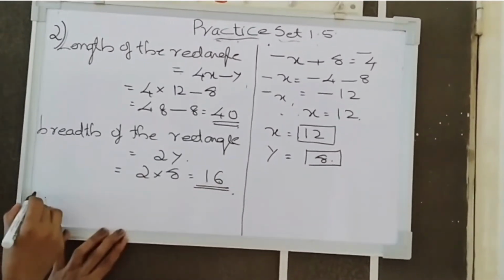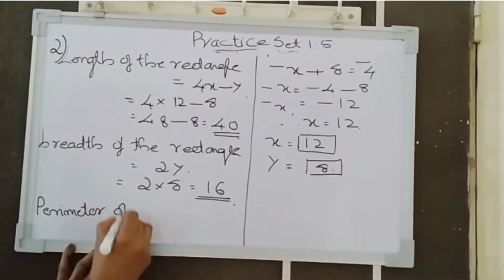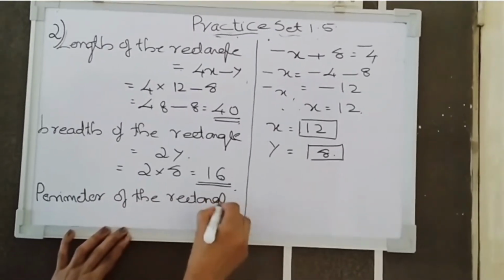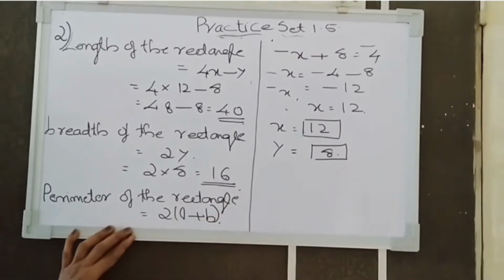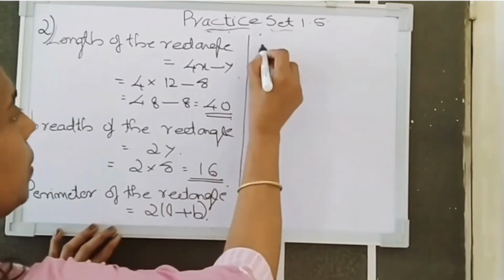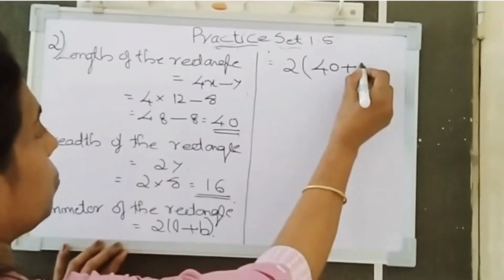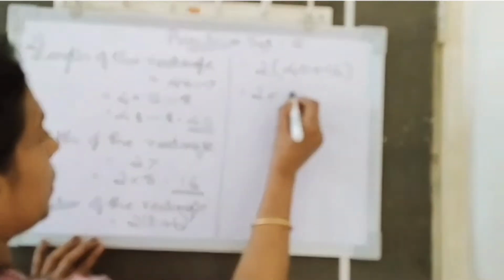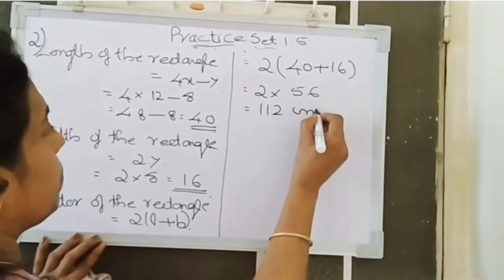Then next we want to find what is the perimeter and area. Perimeter of the rectangle equation is 2 into length plus breadth. Substitute the values: 2 into length is equal to 40 and breadth is equal to 16. Therefore, 2 into 40 plus 16 is 56. Therefore, this is 112 unit.